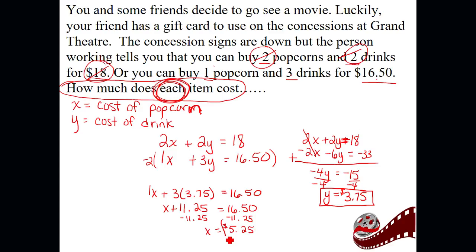So what did we just find out? We just found out that it costs $5.25 for popcorn. So I'm going to write that for popcorn. Adding a label is very important. And $3.75 for a drink at the theater. Okay? So story problems, we're going to read them, we're going to set up our equations, and we're going to solve using the elimination method or substitution, whichever you prefer.